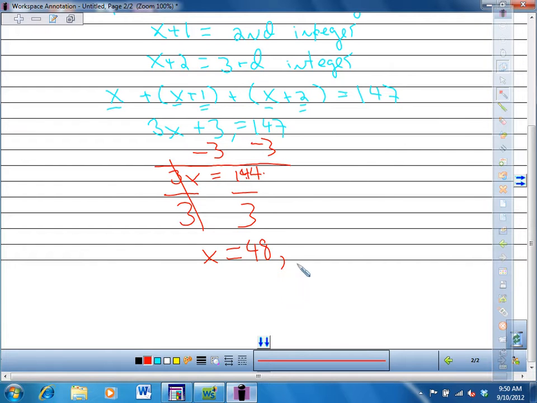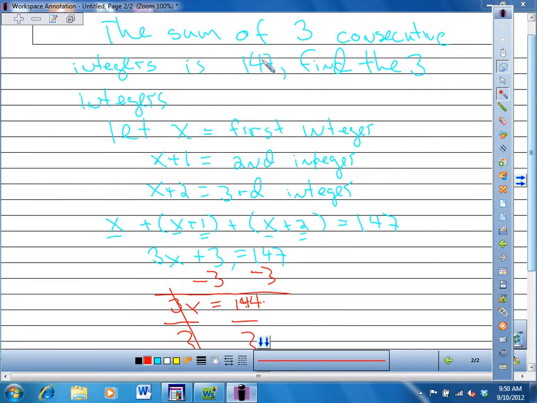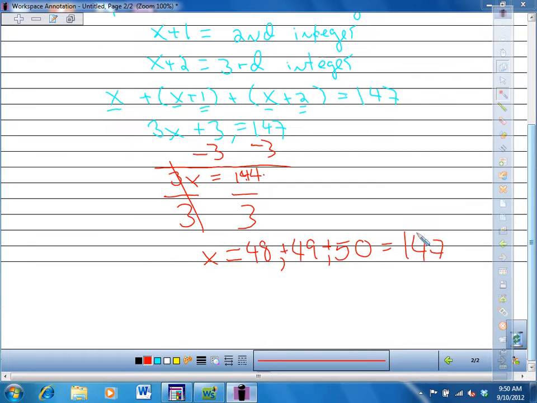What's one bigger than that? 49. And what's the third integer? 50. There's 3 consecutive integers. If I add those 3 together, what do I get? 147. So going back to my problem, does it answer the question? 3 numbers right next to each other that add up to 147. Yes? Okay. Those numbers are 48, 49, and 50. Is that hard? I don't think so.